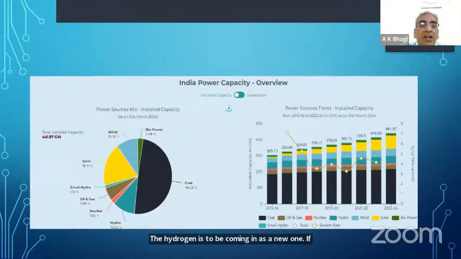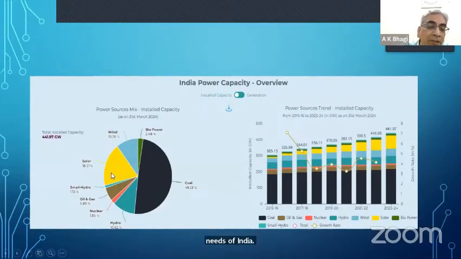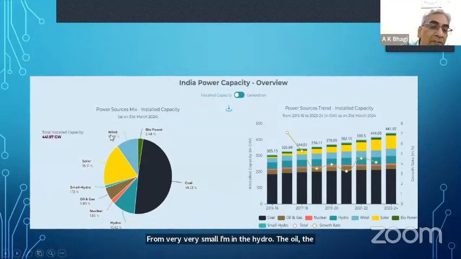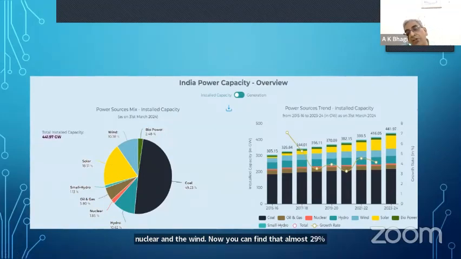If you look at this graph, from earlier times, from 2015-16, look at this yellow bar. Constantly, solar energy is now increasingly becoming very important for meeting the energy needs of India. From very, very small, the hydro, the oil, the nuclear, and the wind. Now you can find that almost 29% of the energy needs are being met through these alternate sources of energy, which was not the case earlier.